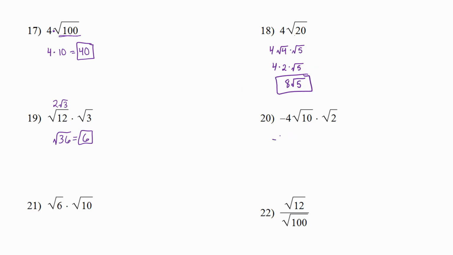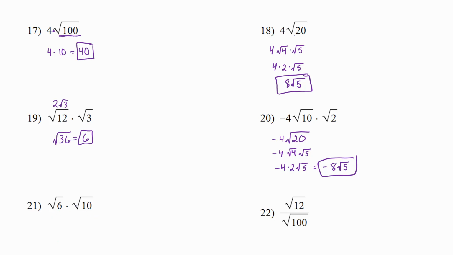On 20, we'd start with -4. Let's multiply the 10 and the 2 together. We can't do anything else because 10 doesn't simplify and 2 doesn't simplify. But when we get them together as square root of 20, that does simplify. In fact, we just did this up here, right? That this changes to square root of 4 and square root of 5, and the -4 is still in front. So -4 times 2 times the square root of 5 is -8 square root of 5.